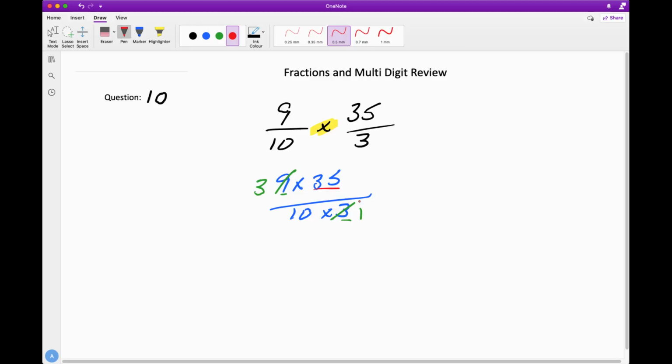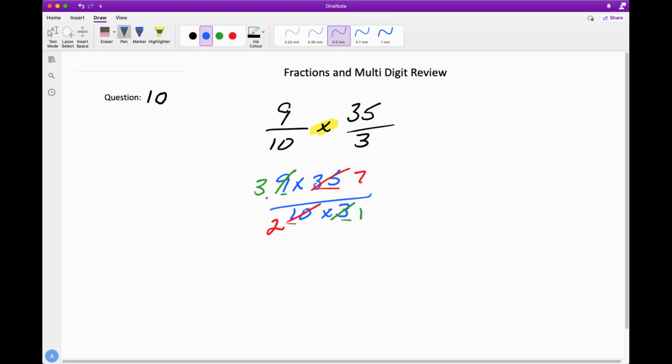35. Well, it can't share anything with 1 because 1 doesn't have any other factors but itself. So we look at the other one, 10. Well, if a number ends in 0 or 5, we know that it's divisible by 5. So we know that they do share a common factor of 5, so we'll divide it out. So 35 divided by 5 is 7, and 10 divided by 5 is 2. And now we say, okay, well, 7 and 3 don't have any common factors with 2, so we're done simplifying. So now let's go ahead and multiply across.